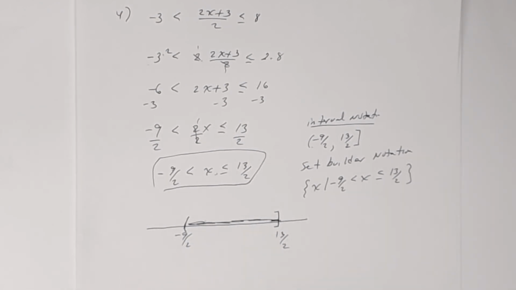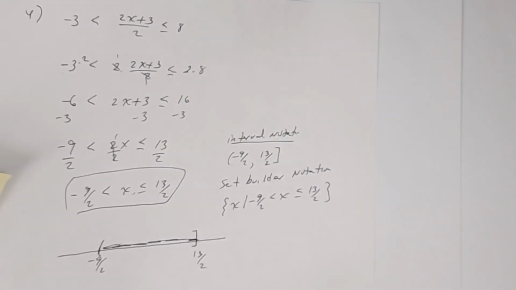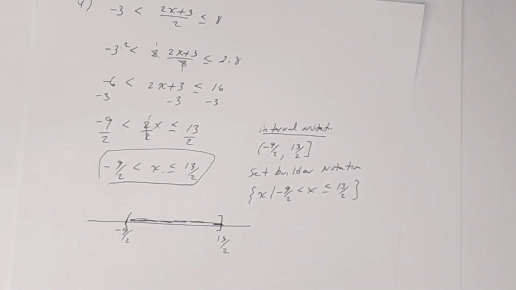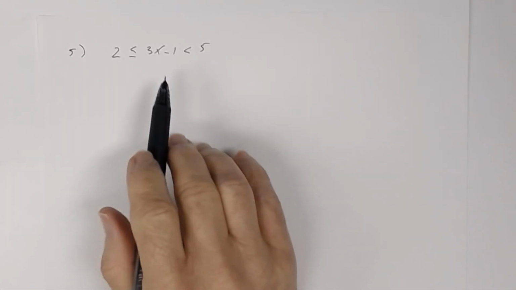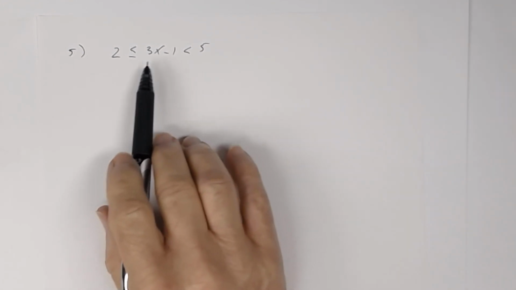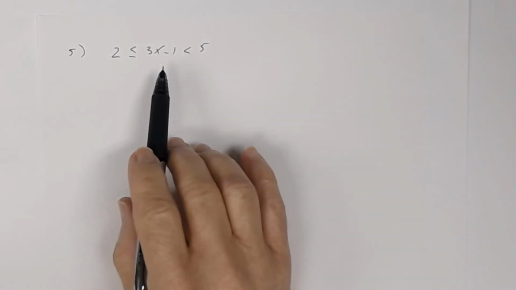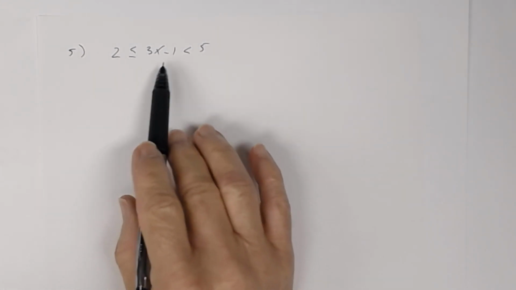let's look at number 5. Let's look at the next one. Okay, so number 5 we have this compound inequality. And this is not a difficult one. There are no fractions, but I want to at some point say something about this.